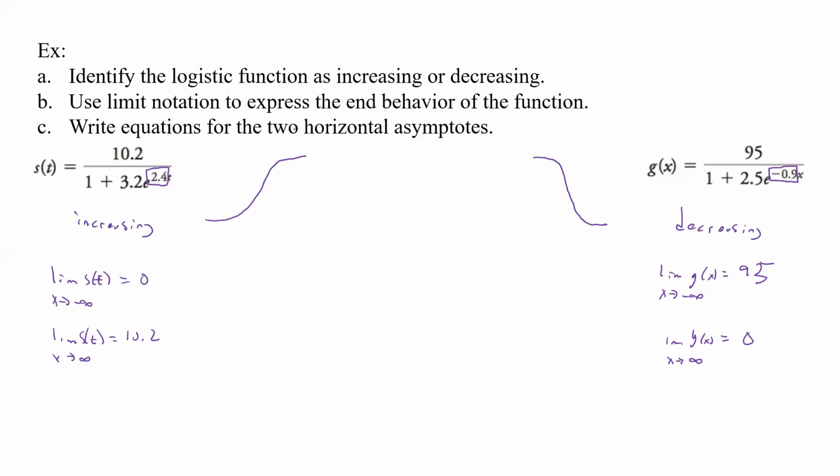And so write equations for the two asymptotes. Well, our asymptotes are going to be y equals 10.2 and y equals 0 here. And here it's going to be y equals 95 and y equals 0. Okay, so pretty easy after you get to know what we're looking at. You know that L is going to be one of the asymptotes and then 0 should be the other. And so you have 10.2 and 95. So that's what I would do for this one. And so I think we've answered all those questions. So let's go and we'll pause here and we'll come back with some more.